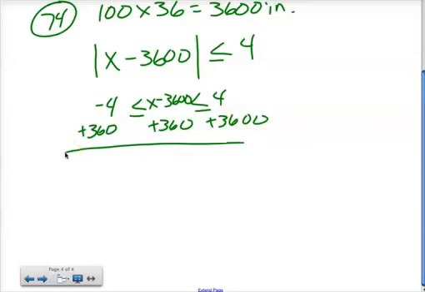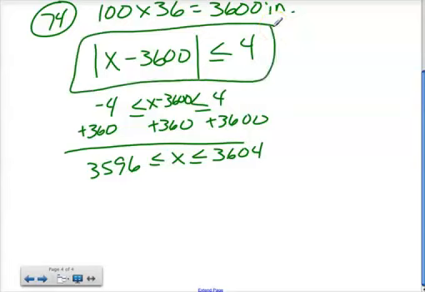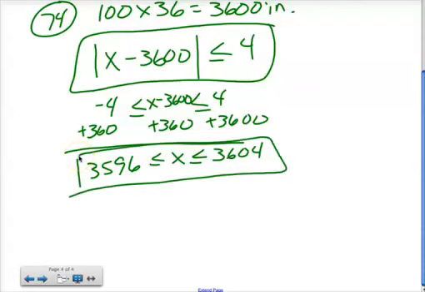And that would give us 3,596 less than or equal to x, which is less than or equal to 3,604. And that's the compound inequality. So we have our tolerance statement right there, and then we have our compound inequality down here. And that is it for the most frequently asked questions from section 1.6, day 2.